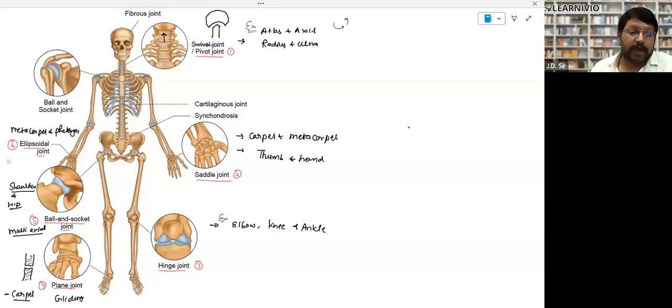The second joint is called the saddle joint. Saddle joint is found in our carpal and metacarpal. The wrist is carpal, and these are the metacarpals. Between the wrist and these bones, the thumb and hand, there is this movement. So the example of the saddle joint is carpal and metacarpal. Keep on noting down saddle joint.